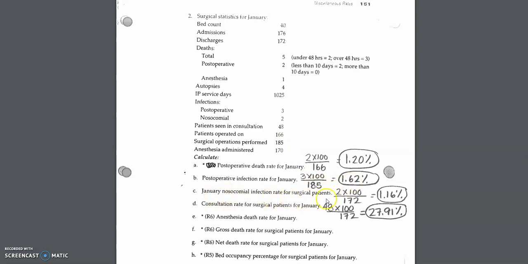The nosocomial infection rate, we had 2 nosocomial infections over 172 discharges. Remember, it's hospital acquired to discharges, 1.16%. The consultation rate is number of patients seen in consultation to number of discharges, because remember that your patients, every one of them had the opportunity or the possibility to have a consultation. So you had 27.91% of your patients in January receiving consultations.